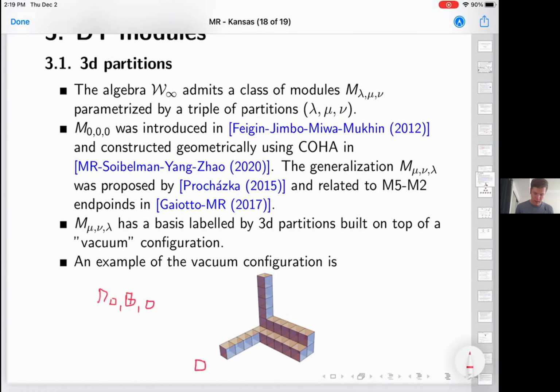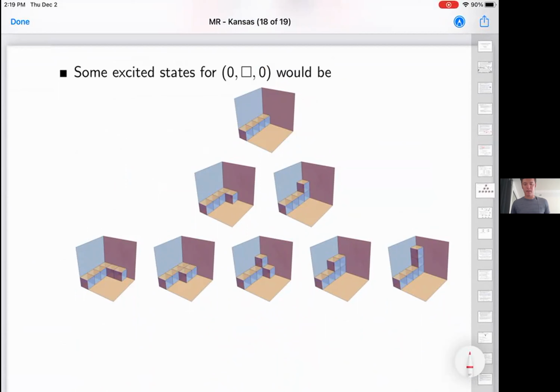And the excited states, or other states of the modules, are then associated with the various box configurations with the same asymptotics. So for example, in this case of 0 box 0 module, we have the vacuum configuration. There are two different ways how we can add a single box on top of the vacuum configuration. And we have these different configurations at weight 2.